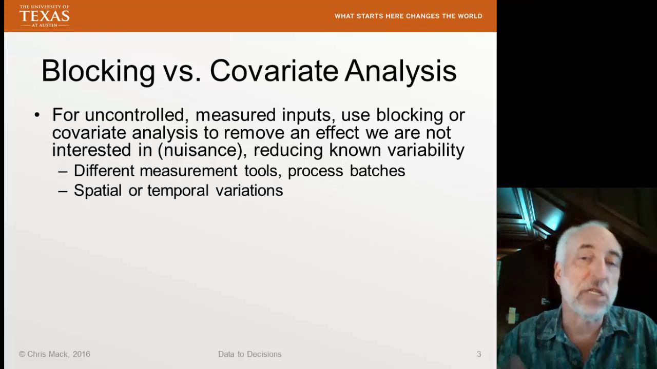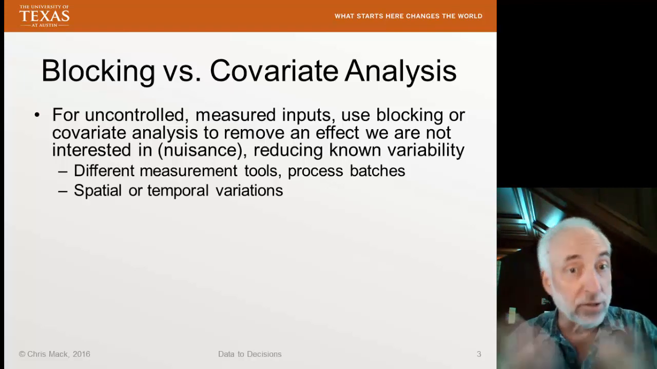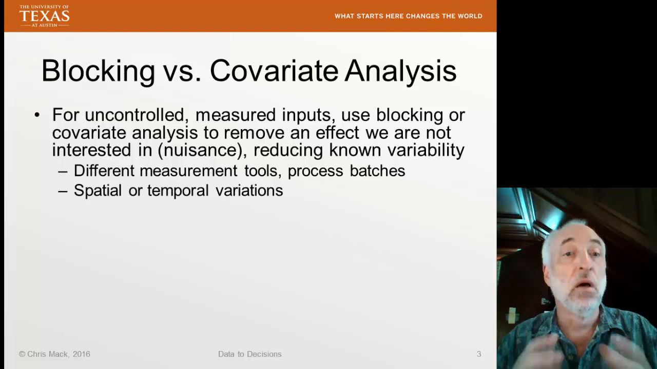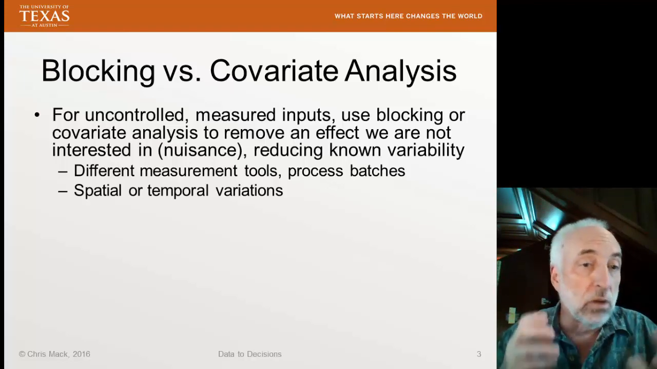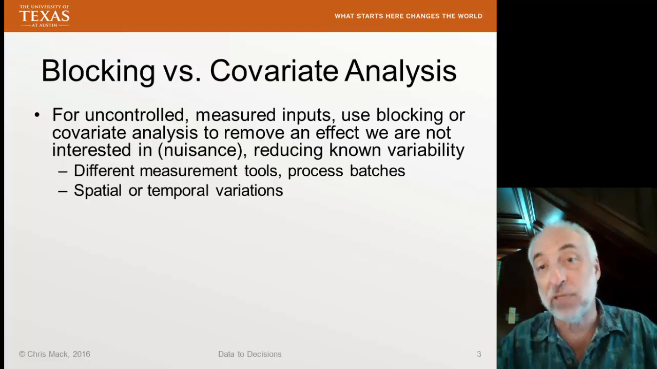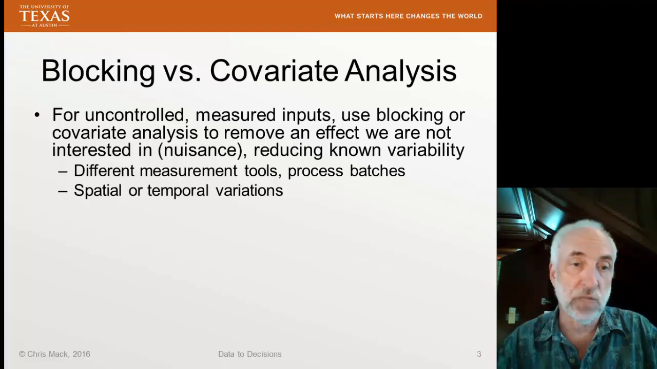A nuisance variable might be different measurement tools, different process batches, spatial variations, temporal variations. They're all things that are real, they're happening in our process, but they're not what we're interested in measuring. But they're affecting our results, and they will add noise to the real effect that we're trying to understand unless we can somehow lower that noise.